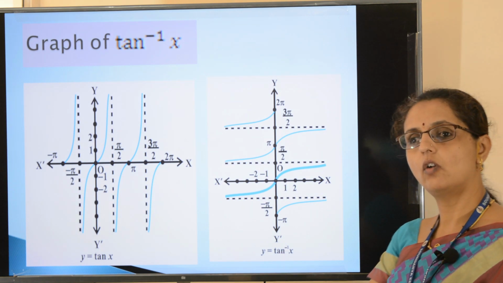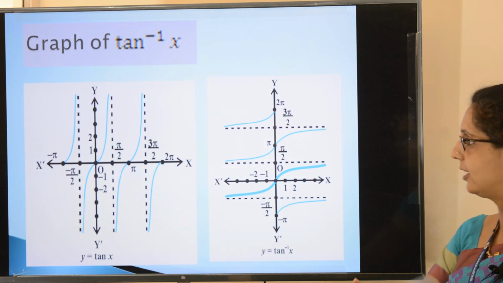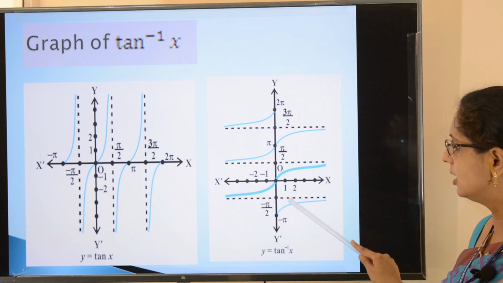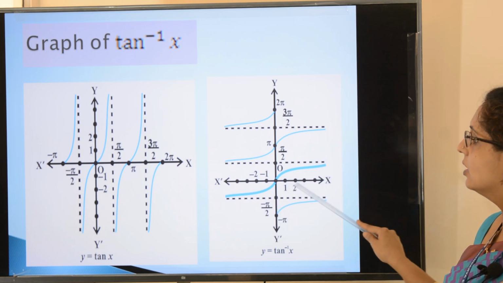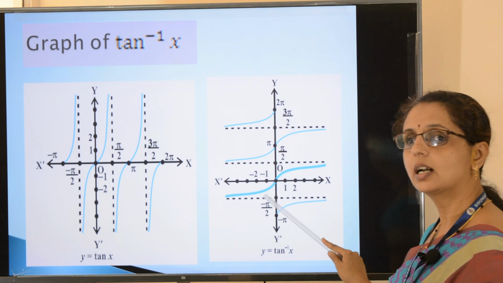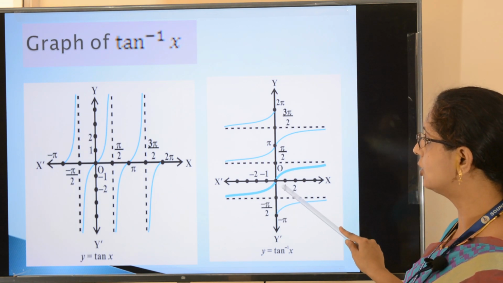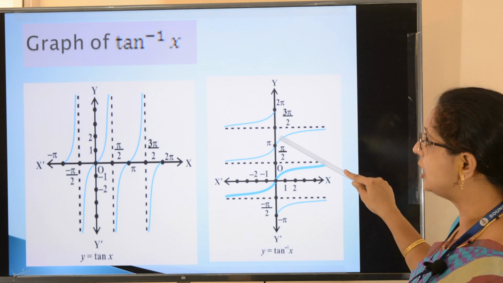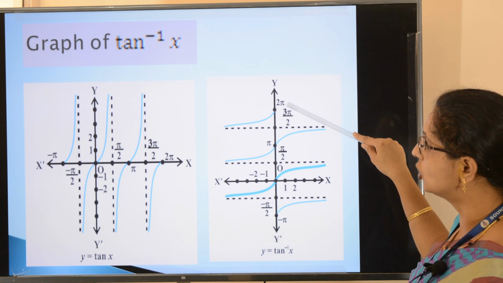What about the curve of tan inverse x? How exactly does it look? Everything is reversed, it is interchanged, isn't it? Then tan inverse of 0 is also 0, so the curve is passing through the origin, and tan of pi is also 0, tan of 2 pi is also 0.